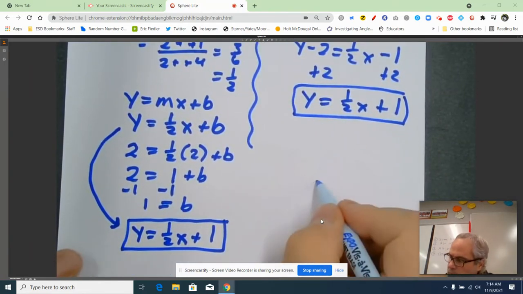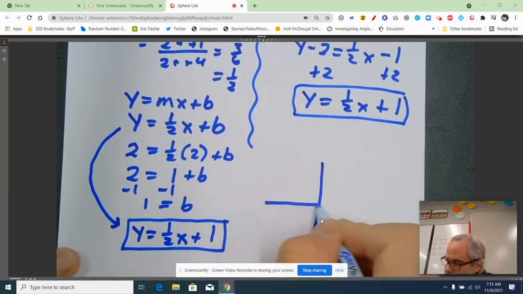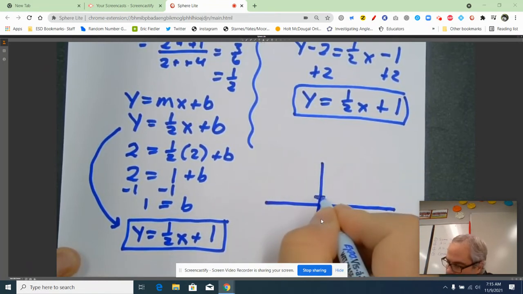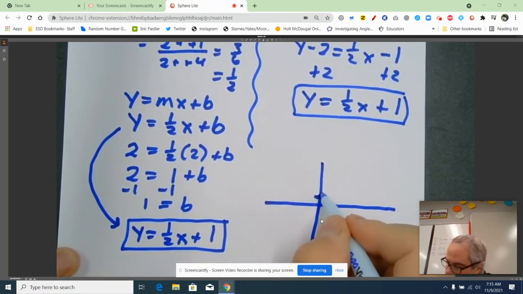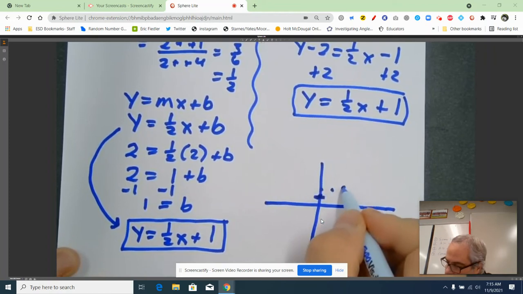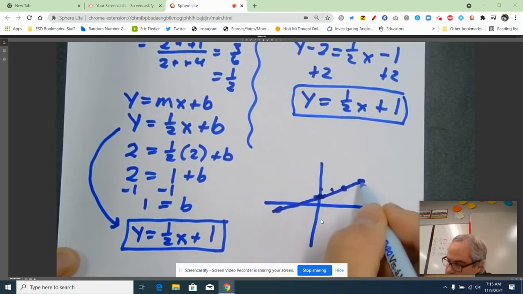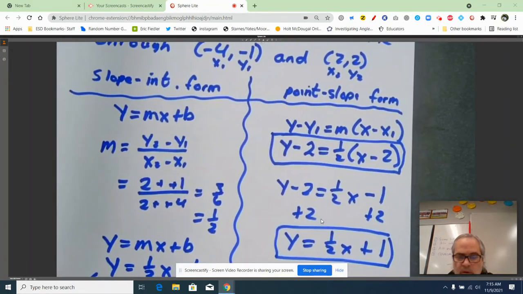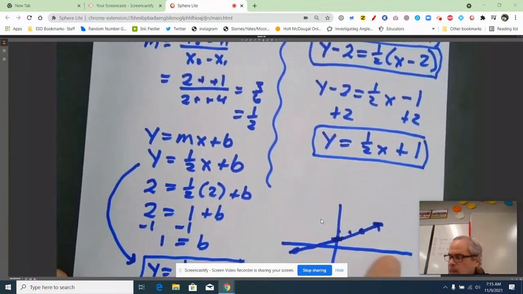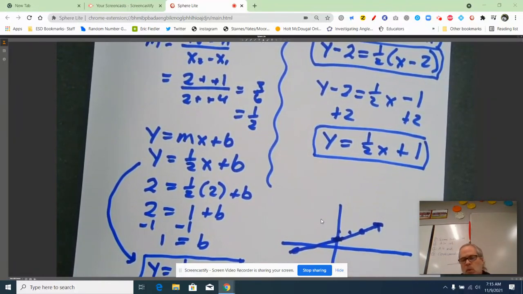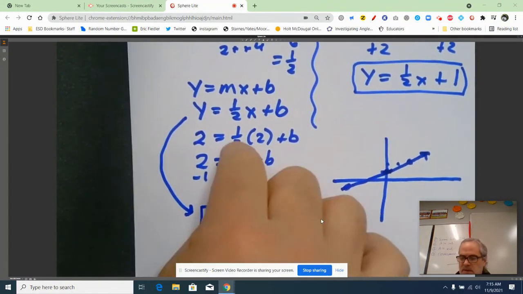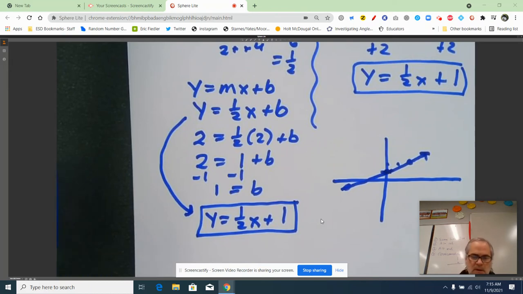Okay, real quick, here's the graph. This is how I would graph it. My y-intercept is 1. I'm going to rise 1 and run 2. And then draw the line that goes through those 2 points. You could also just plot those 2 points that they gave you originally and graph it that way. Okay, hope that helps. This might be a video that you watch a couple of times. And again, this is the most popular amongst geometry students.